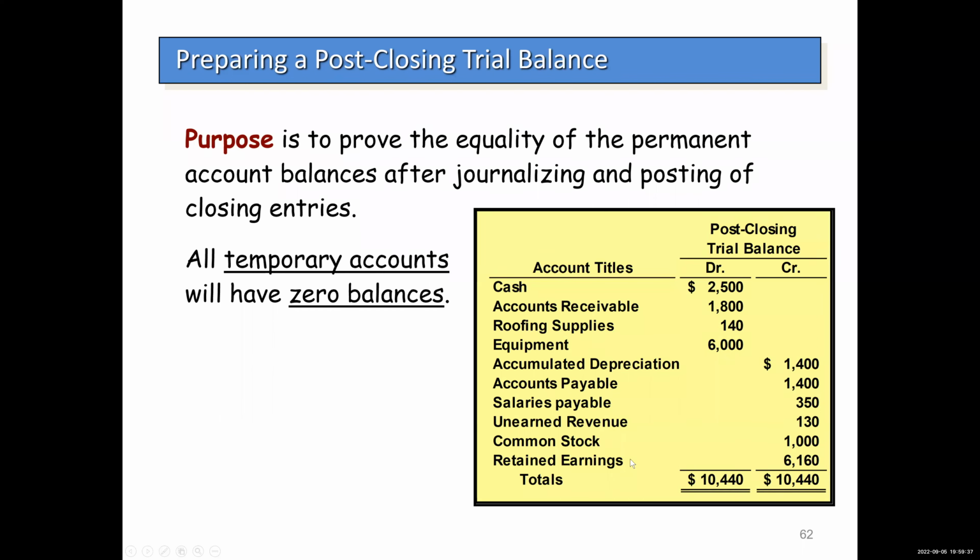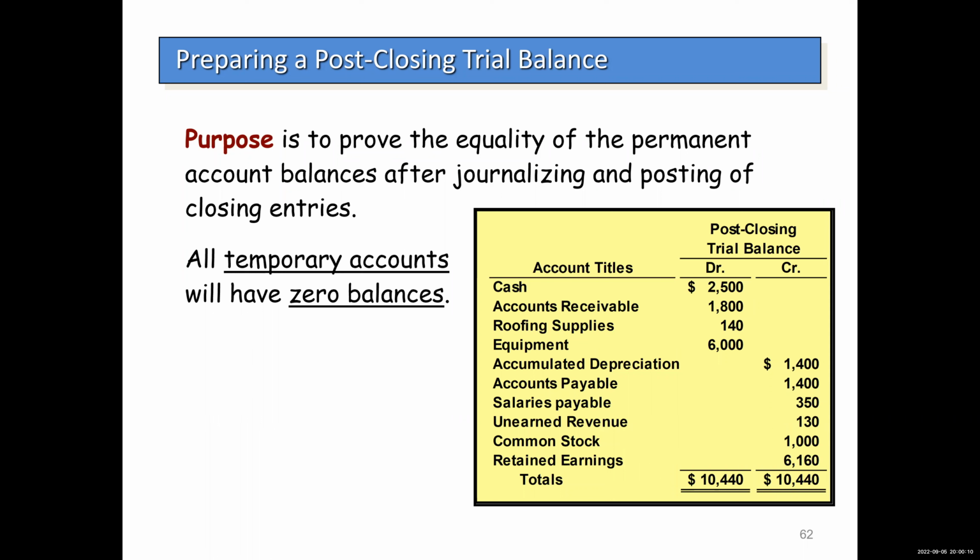You will not see revenues. You will not see expenses. You will not see dividends. Why? Because you close them out to retained earnings. Now, if you have a trial balance that has revenues or expenses or dividends, it's not really a post-closing trial balance because you can't have any of those.